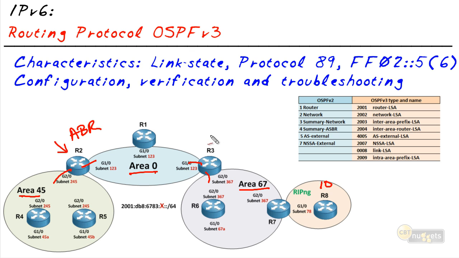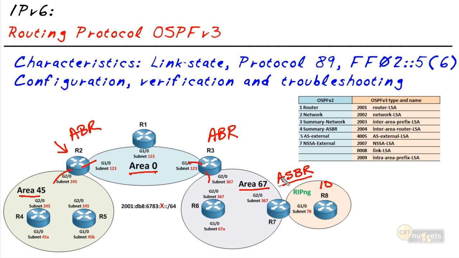R3 would also be an ABR, an area border router, because it's connected to area 67 and area 0. Now over here, area 67, and we have R7 that's connected to a non-OSPF routing domain. We call this guy an ASBR, an autonomous system boundary router. And good news, all of these concepts that we've talked about so far apply directly to both OSPF for IP version 4 and IP version 6.